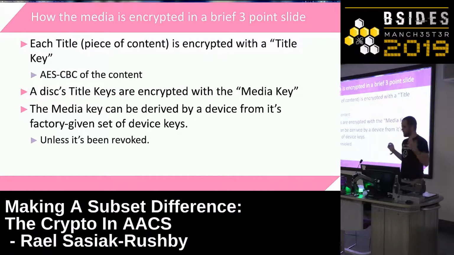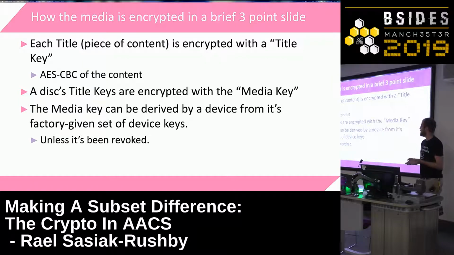So, quick little 3-point rundown on how the actual media is encrypted. It's AES CBC'd. So you just have a giant CBC of the entire media, or splits of media. Each piece of media is a title. All of the title keys are then encrypted with what's known as a media key. And then to get a media key, you go through the subset difference system. So realistically, you need to retrieve one key, which then decrypts a whole bunch of keys, which then gives you your stream keys. But this is the key we really care about usually.